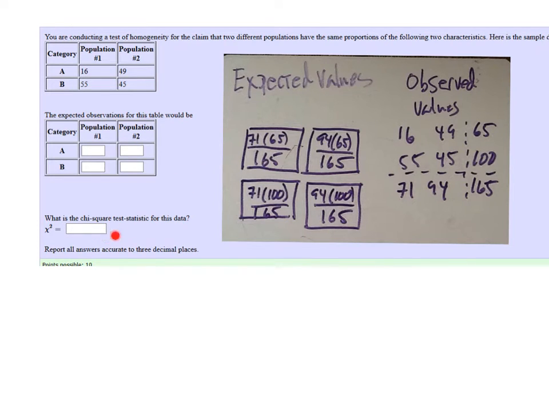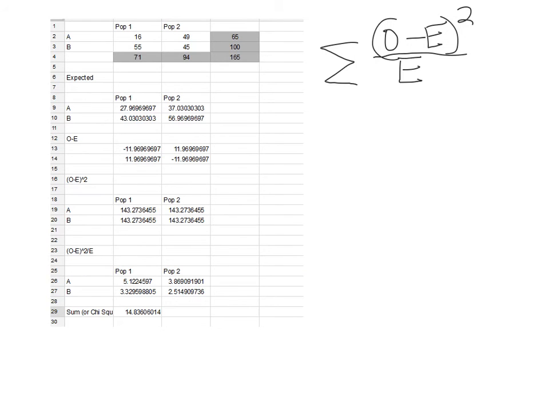How do you calculate chi-square? The way you calculate the chi-square test statistic is you find the differences, so the observed minus the expected. That's basically the residual, comparing it back to the work we did last week. You're going to square that, divide it by the expected value, and find the sum of all those numbers.